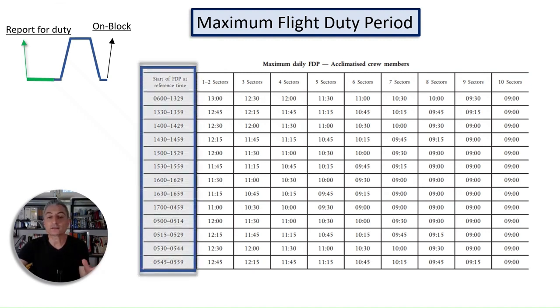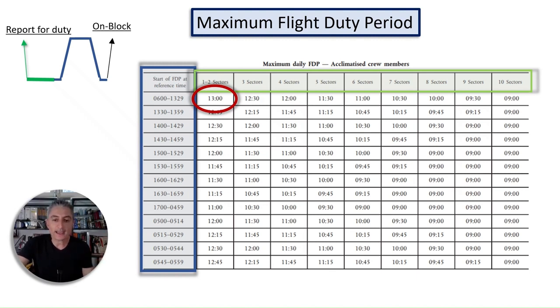You check when you start your duty period, so the time of the report for duty, in local time at the base where you start to fly. And then you check how many sectors you have planned on that day. So, for example, let's say this day we have 2 sectors planned, and we need to report at 8 in the morning. Okay, today we can fly up to 13 hours. Therefore, from the moment we report for duty to the on block, we can be on duty for 13 hours.